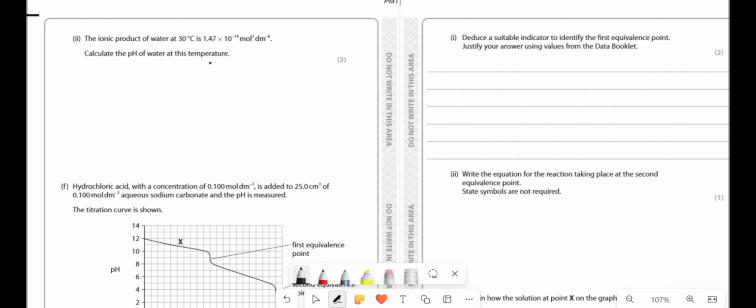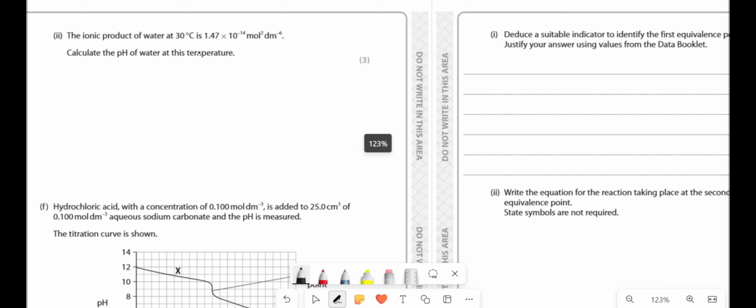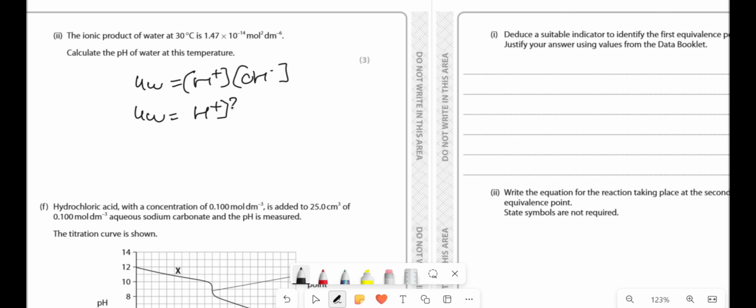So now it says the ionic product of water at 30 degrees is 1.47 times 10 to the minus 14 mol squared dm to the minus 6. It says calculate the pH of this. Now, Kw, remember, is [H+][OH-]. If you have pure water, then you can say that Kw is roughly [H+] squared. So that means the concentration of H+ is going to be the square root of Kw, and the pH will be negative log of that.